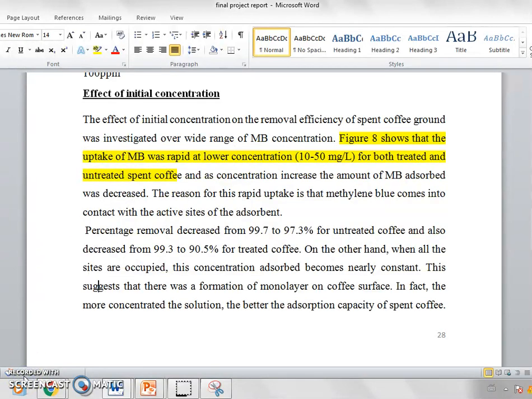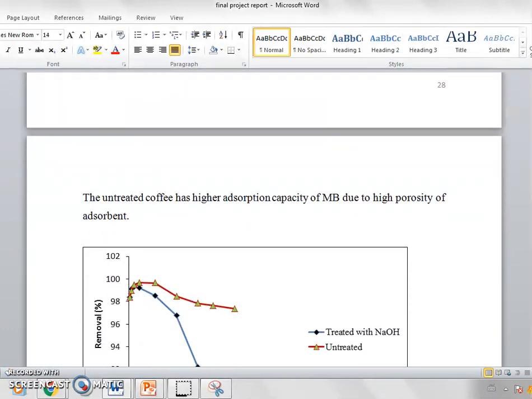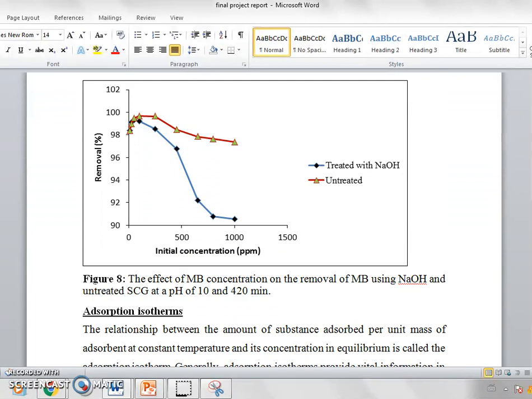Let's look at another example. Look at the part marked in yellow. It says Figure 8 shows the following. And then after discussing this figure, we go down, and there you see the figure. Once again, the axes are labeled, the axes have units, and the figure label is at the bottom of the figure. So you first discuss the figure, and afterwards you show the figure in your report.